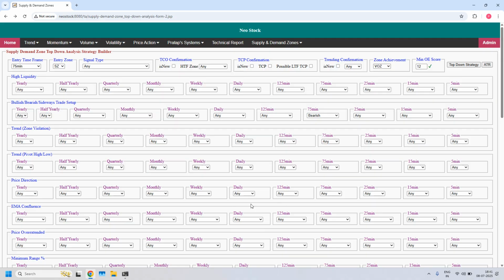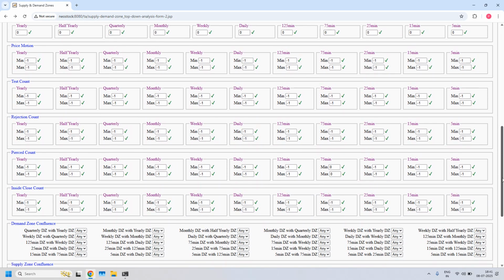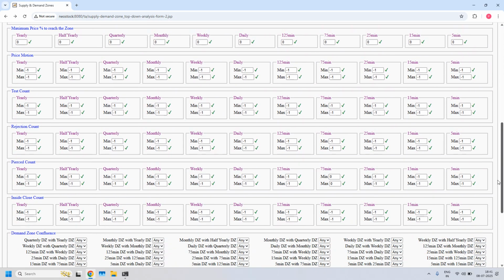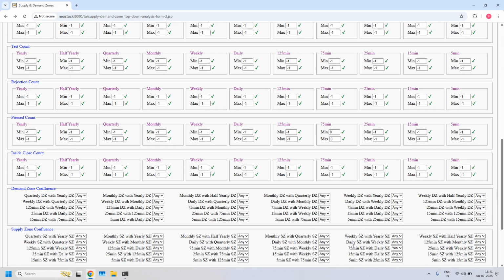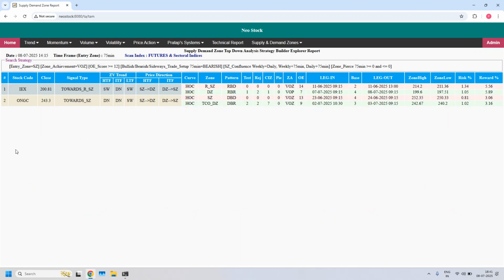Next we will look into 75 minutes daily and weekly supply zone confluence supported stocks. That is 75 minutes and daily, 75 minutes and weekly, daily and weekly supply zone confluence. With all the three filters, we got two stocks. And out of these two, weekly trend is down in only one stock.